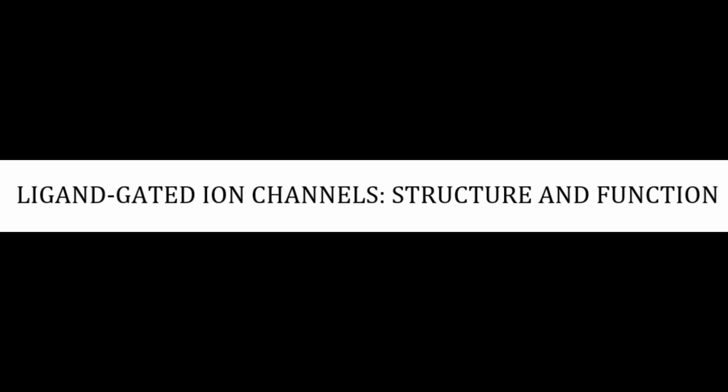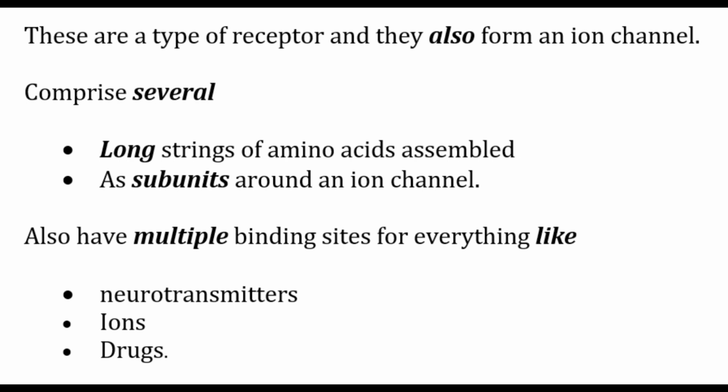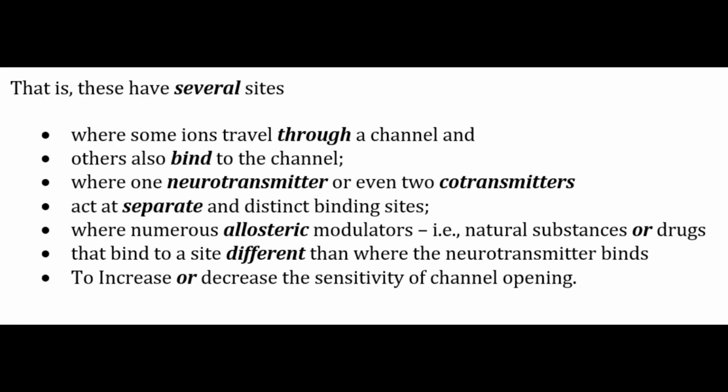Ligand-gated ion channels, their structure and function. These are actually a type of receptor and they also form an ion channel, and are comprised of several long strings of amino acids assembled as subunits around an ion channel. They also have multiple binding sites for neurotransmitters, ions, and drugs. At these sites, some ions can travel through the channels, whereas others can bind to the channel itself.